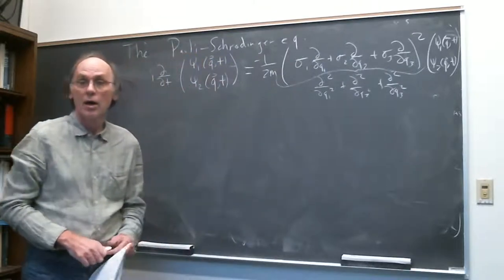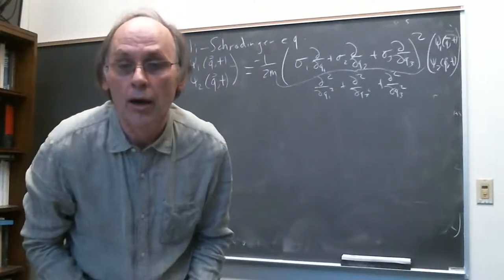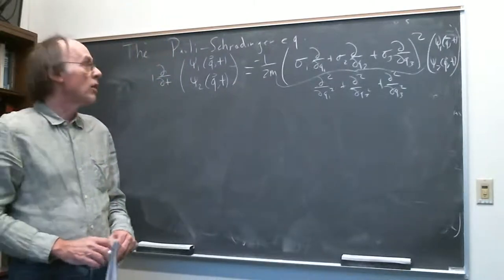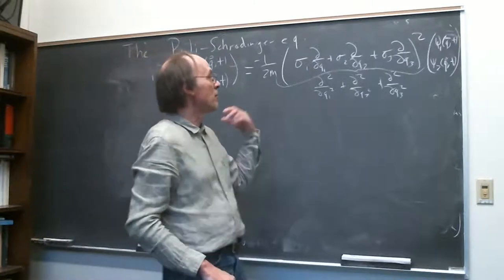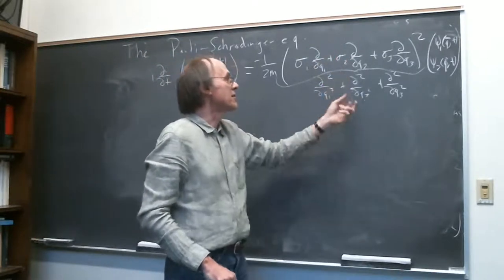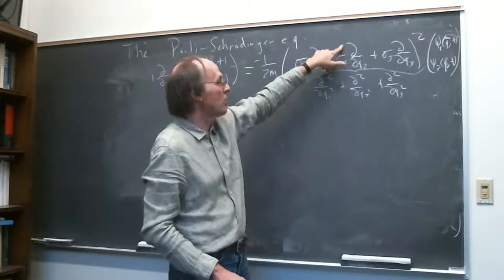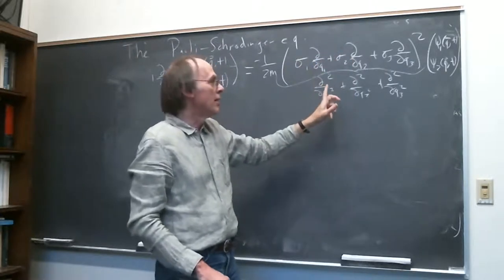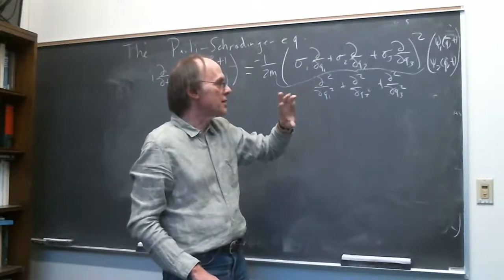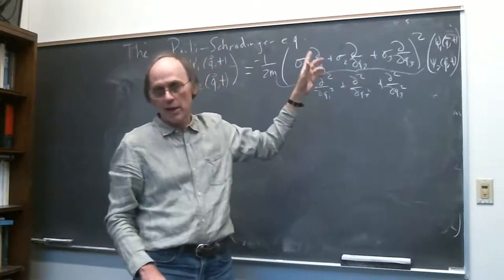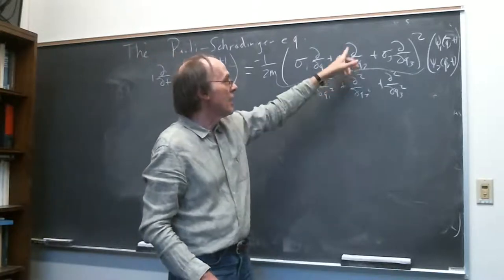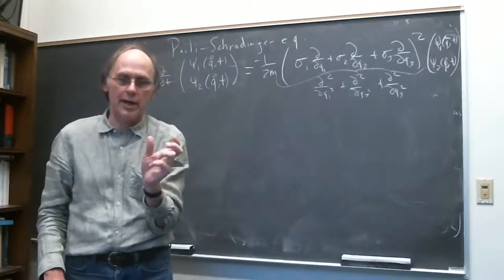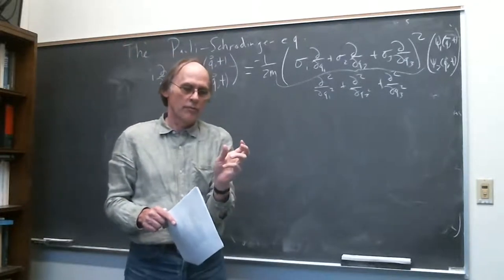Okay, so motivation for doing this. What's the motivation for writing out the Pauli-Schrodinger equation? Well, I have one motivation: isn't it cool that this is a perfect square, and I want to do some things with that. Then there's the more serious physical motivation, that you don't really see until you couple to the electromagnetic field.